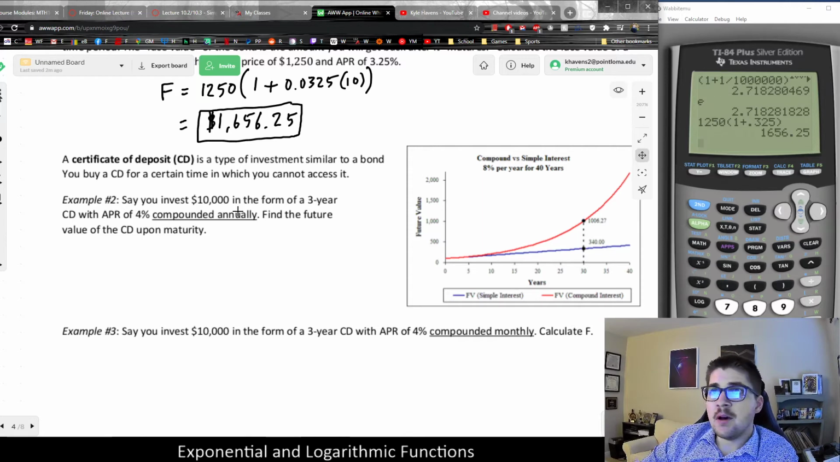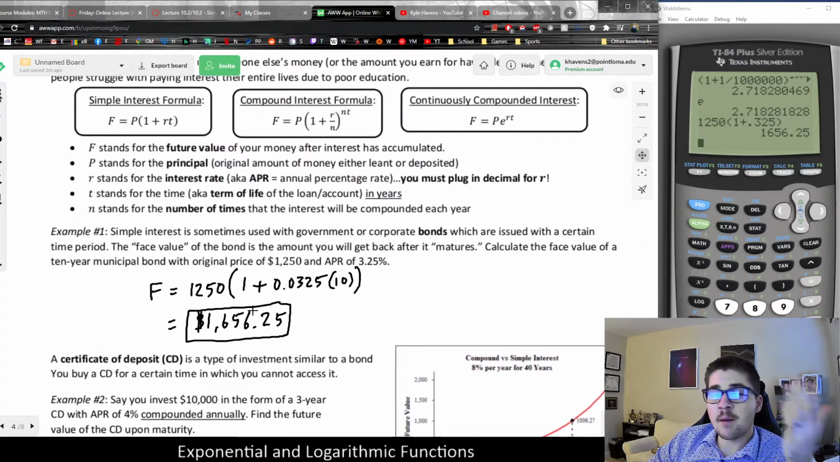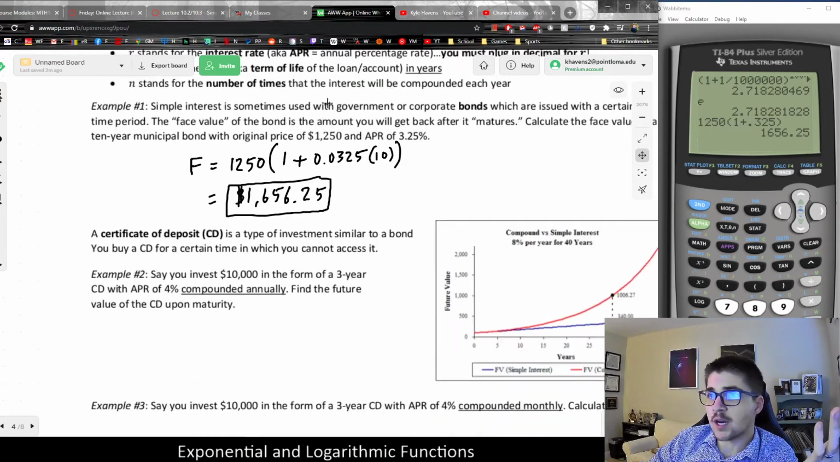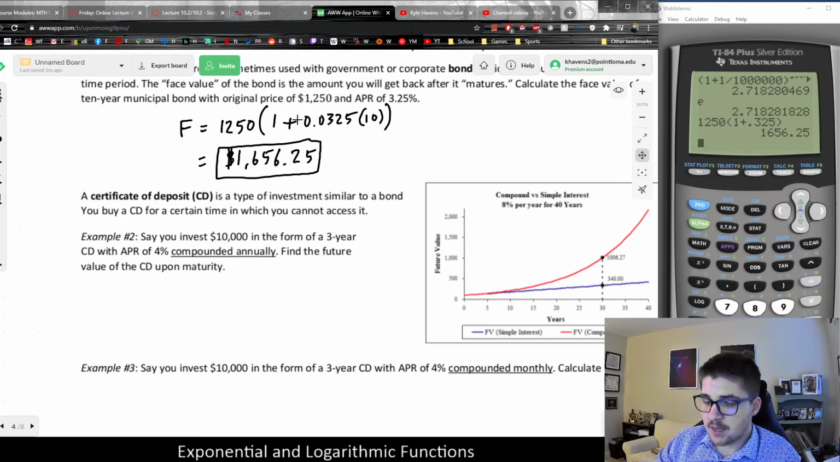But okay, so let's say we're going to invest $10,000 in a 3-year CD with a 4% interest compounded annually, and we'll again find the future value upon maturity. And basically, if we're going to be compounding it, we can use this formula instead. And what I wanted to do is look at what's the difference in this formula and why does it work? But let's go ahead and start by plugging in the numbers.